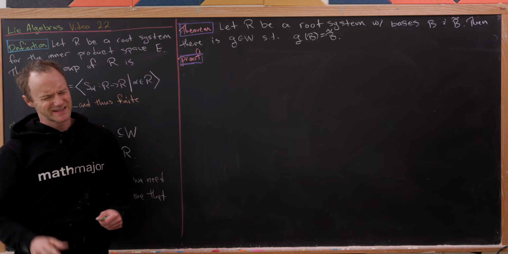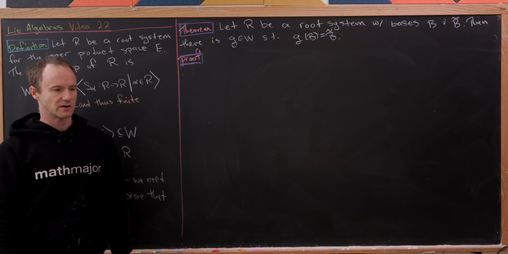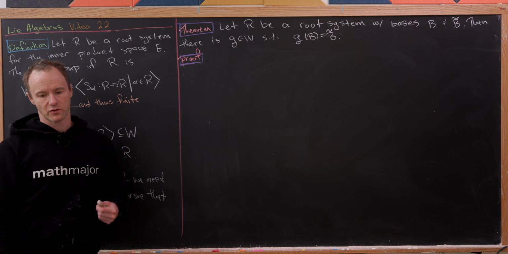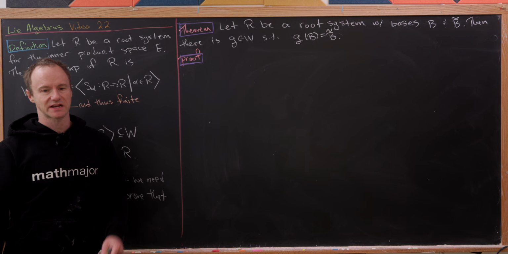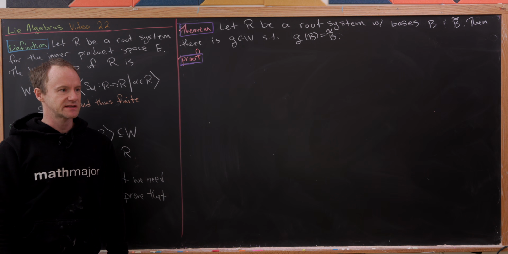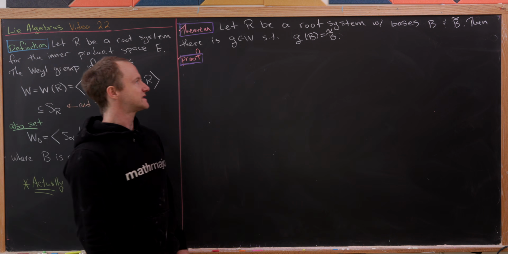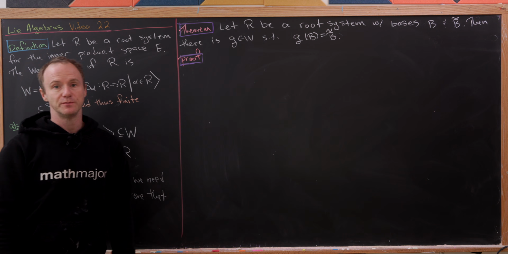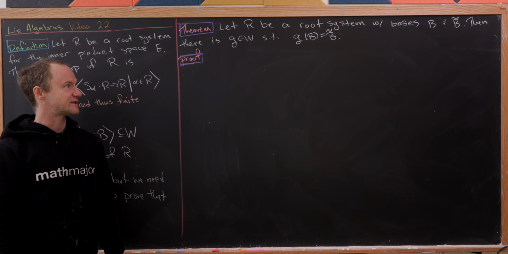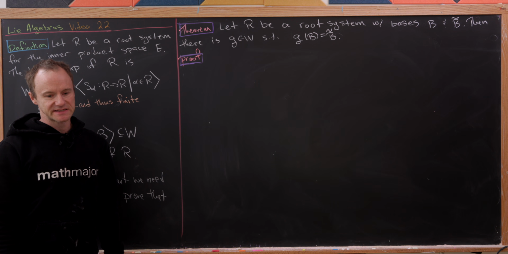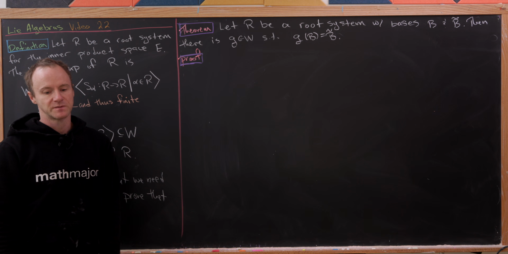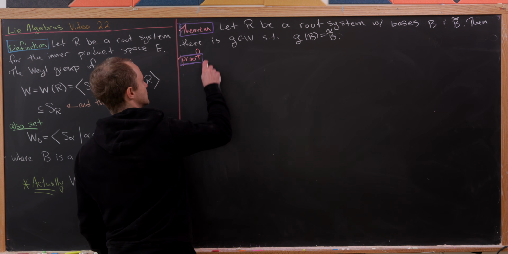So our next result is a kind of uniqueness theorem for a base of a root system. We don't have exact uniqueness. We have uniqueness up to maybe the Weyl group. Okay, so let's say R is a root system and we have two bases, perhaps they're B and B tilde. Then the result is that there's an element of the Weyl group G such that G applied to B is equal to B tilde.